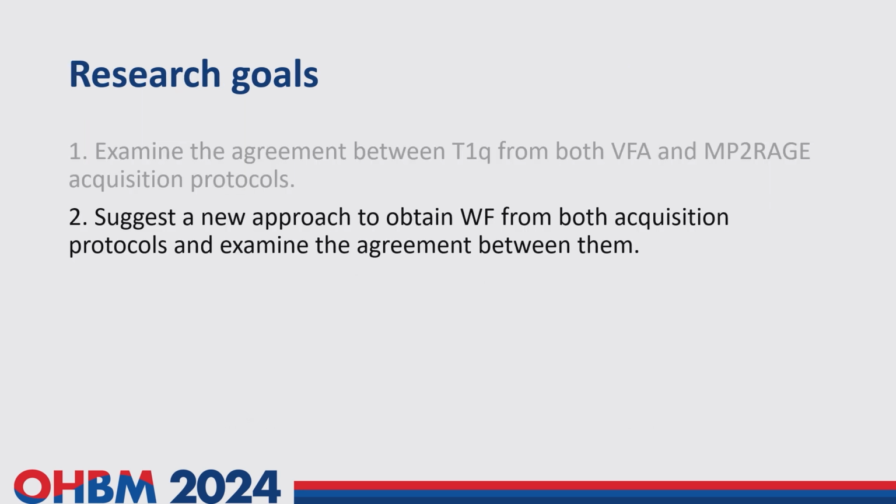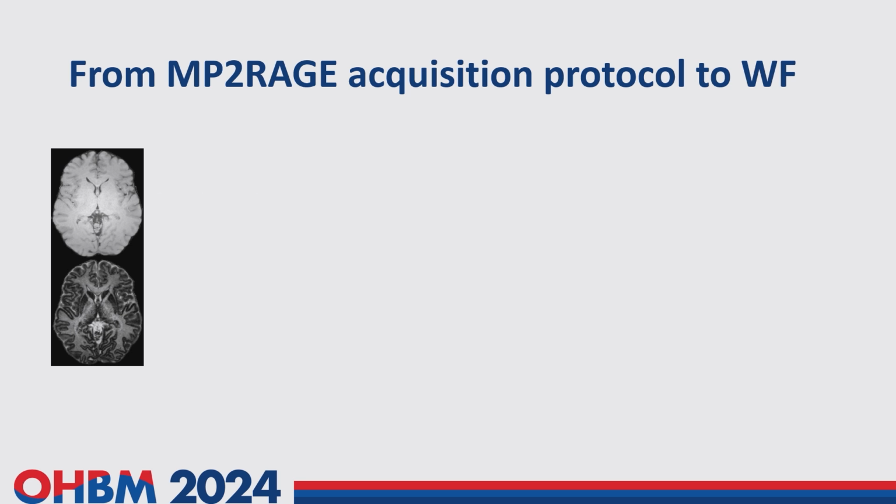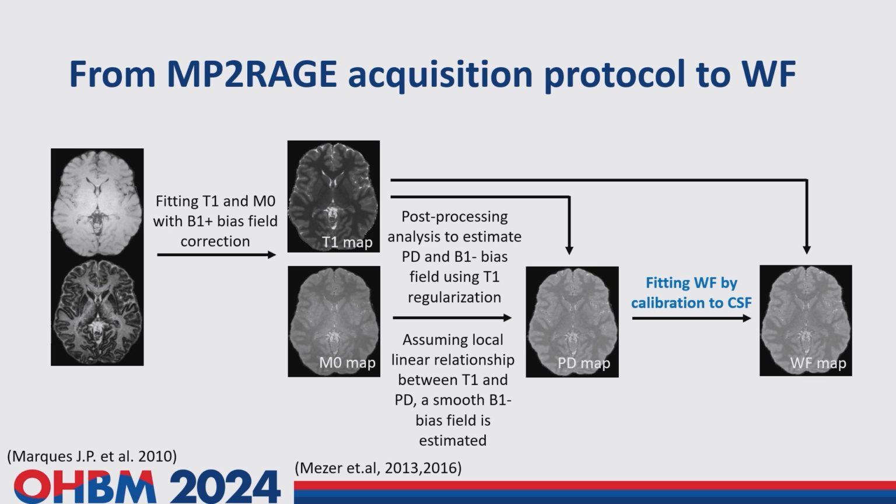Next, I will say something about water fraction. So I mentioned before the pipeline in which first T1 and M0 are estimated, and then there's a post-processing step to estimate water fraction, and that was for variable flip angle. And the question is, what about MP2RAGE? So we applied the same approach, and here you can see that we can estimate proton density, and now the last part is estimating the water fraction, and it's slightly harder because the CSF estimation in MP2RAGE is not as good. So we had to adapt the method, and I will say a few words about that now.